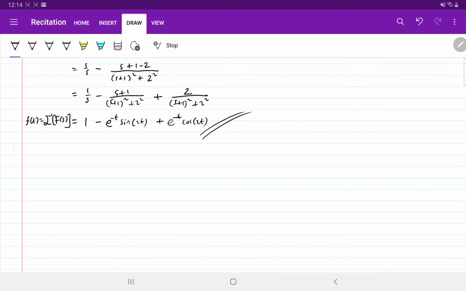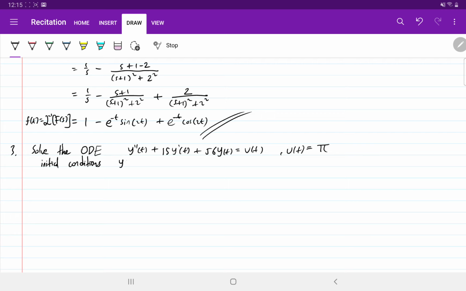Okay, let's move on to the next problem, problem 3. This time we need to solve the ordinary differential equation y double prime t plus 15 y prime t plus 56 y of t equals u of t, given that u of t, the input, is a step with the value of pi, and initial conditions are given, so y of 0 equals y prime 0 equals 0.